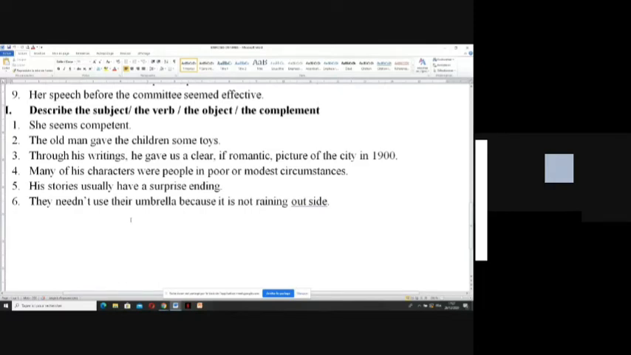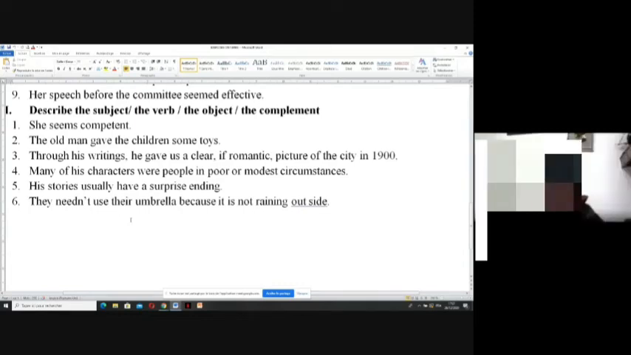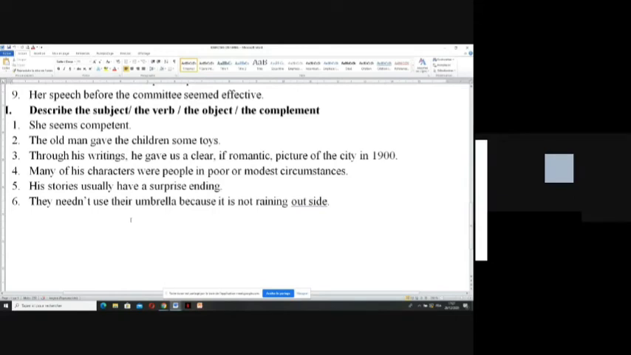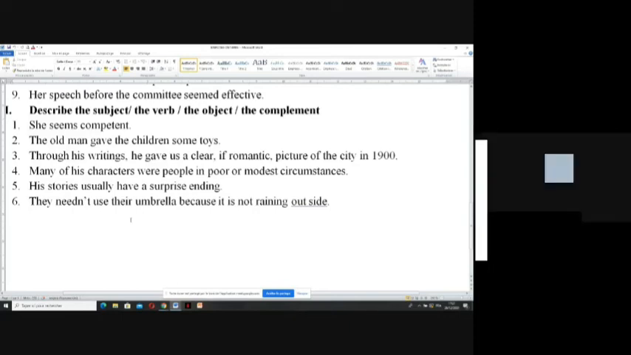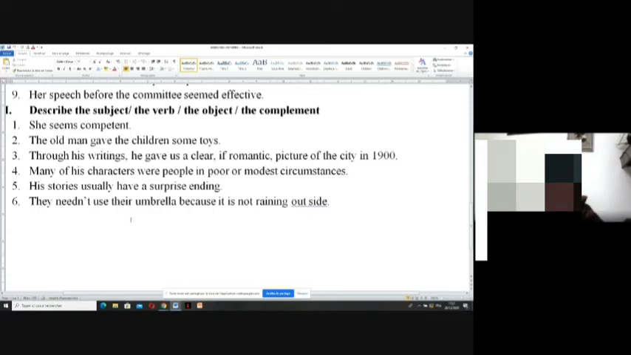Through his writing, he gave us a clear, if romantic, picture of the city in 1900s. Through his writing is an adverbial phrase, functioning as an adverb. Sorry to interrupt you. Concerning through his writing, in here through is a preposition. Since it is a preposition, you're talking about a prepositional phrase functioning as an adverb. The function is like an adverb, but here we have the structure in terms of a phrase. It's a prepositional phrase.